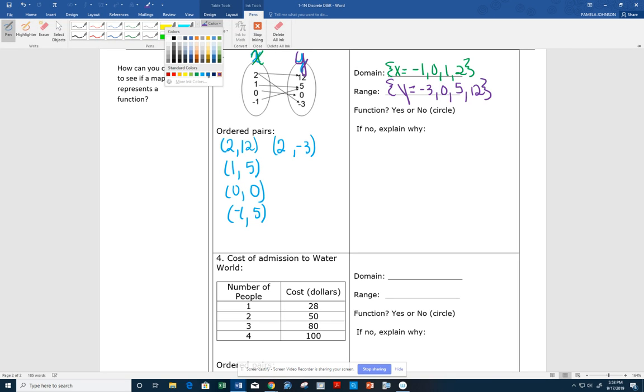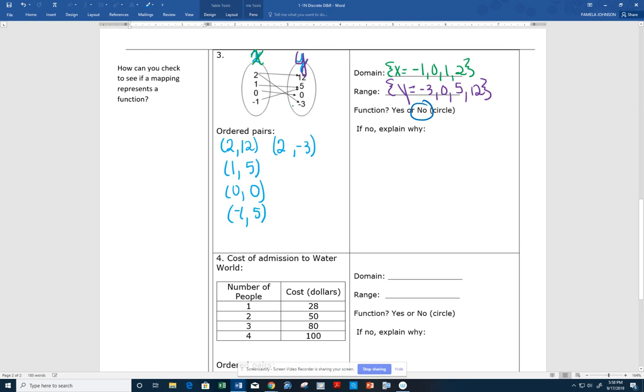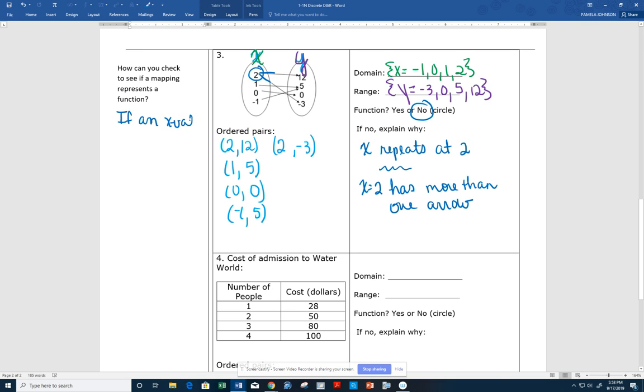Now, is this a function? The answer is no, it is not a function, because our 2 repeats. This 2 right here has 2 arrows that come off of it. X repeats at 2. You can also say something like x equals 2 has more than 1 arrow. Both reasons are valid. So if you're checking to see if a mapping represents a function, if an x value has more than 1 arrow, it is not a function.